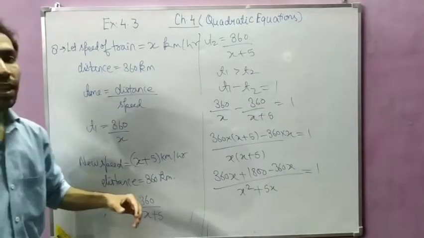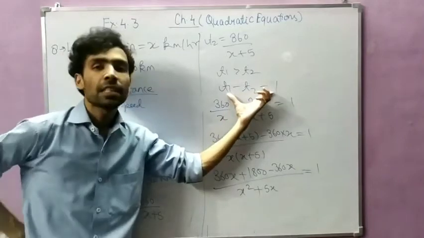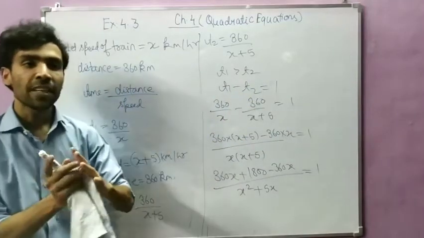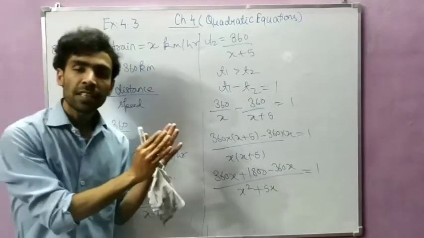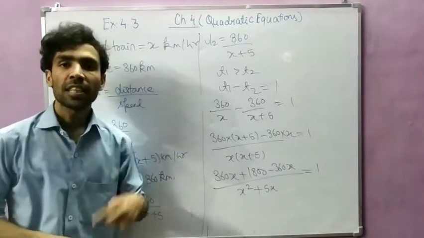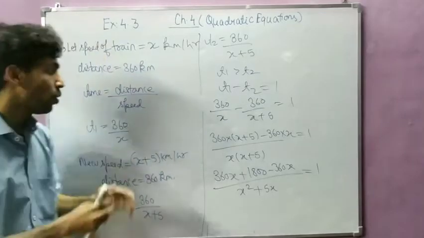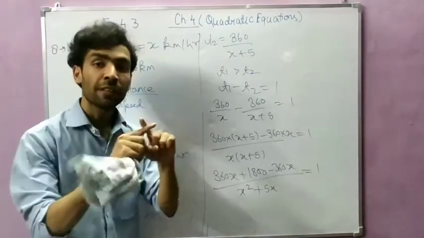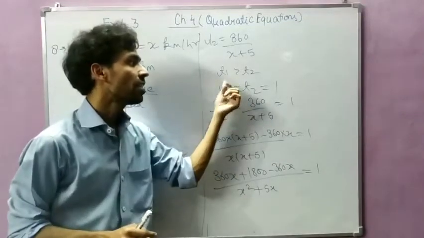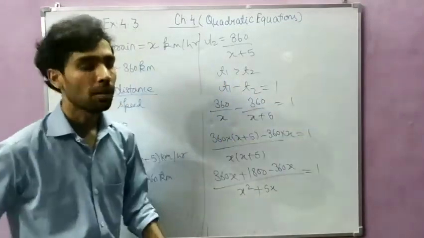Now most of the students have a problem: why have we subtracted? Because the difference of time taken by the train is 1. Because earlier whatever time she was taking, now she is taking 1 hour less. So suppose earlier it was taking 6 hours, so now she will take 5 hours. The difference of 6 and 5 will be 1. So that's why T1 minus T2 equals 1.